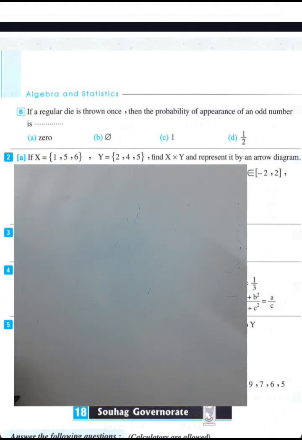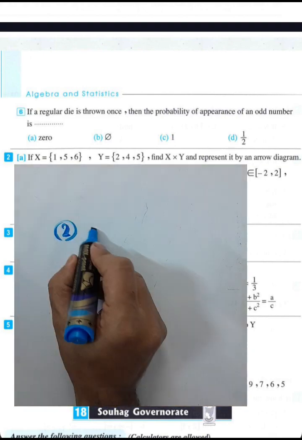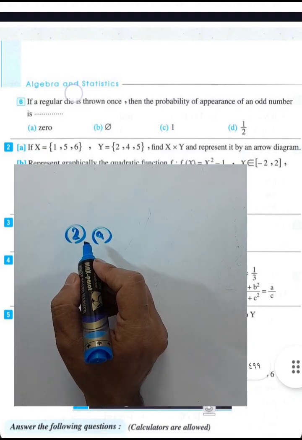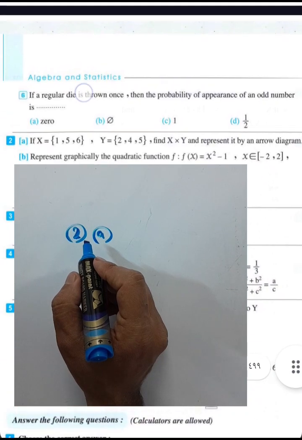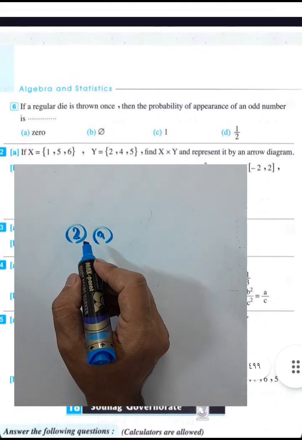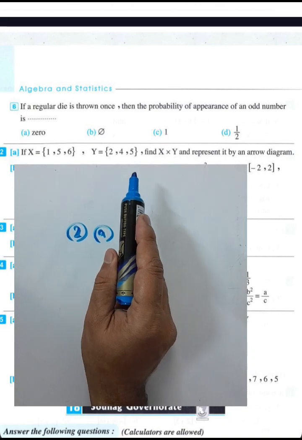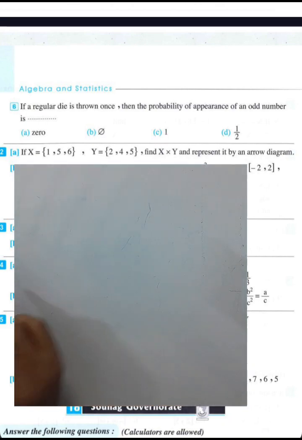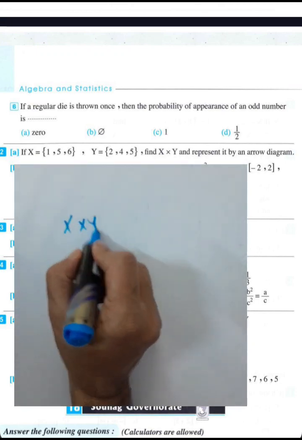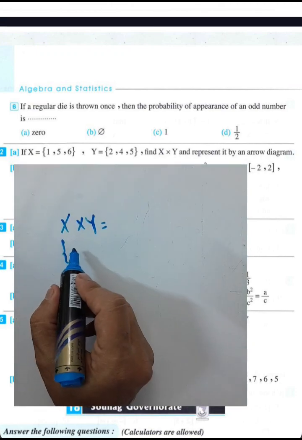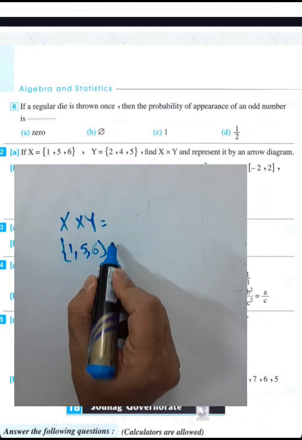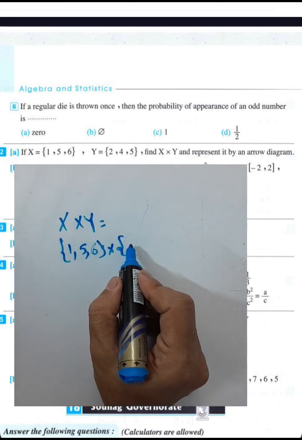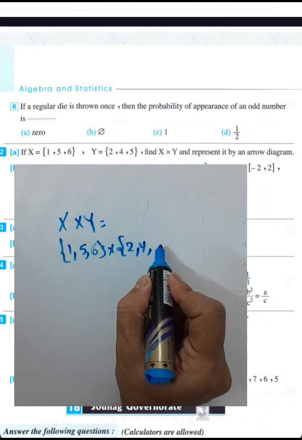Next question. Question number 2, letter A. We have x equals {1, 5, 6} and y equals {2, 4, 5}. Find x Cartesian product with y. Okay, x Cartesian product with y. Here x equals 1, 5 and 6, Cartesian product by 2, 4, 5.